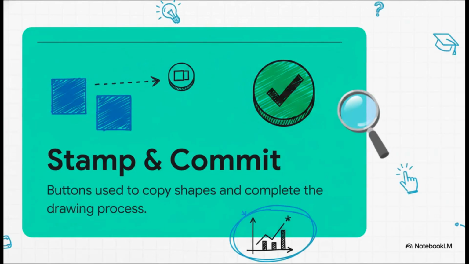Now, this part is absolutely crucial. When you draw something, you need to understand the controls that pop up. Let's say you've selected a flat 2D square and dragged it onto your canvas. Before you finalize it, a couple of super important buttons appear right next to it. First is the Stamp button. Clicking this instantly creates an exact copy of the shape you're working on. It's literally making a clone.